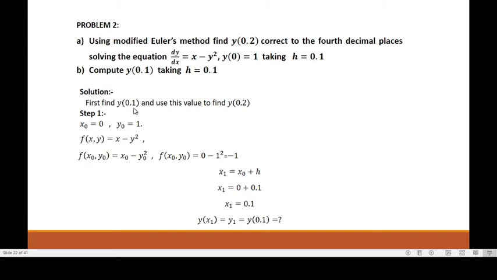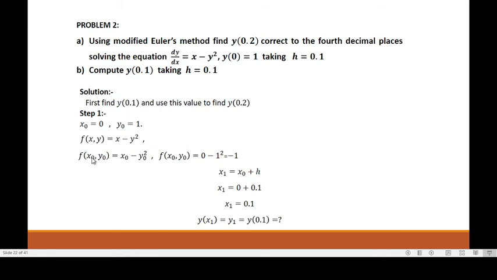First, find out y of 0.1 by using Euler's formula and modified Euler's formula, and then calculate y at x is equal to 0.2. So in step 1, consider x naught is equal to 0 and y naught is equal to 1. First compute y of 0.1 taking h is equal to 0.1. Here the function f of x comma y is x minus y square.